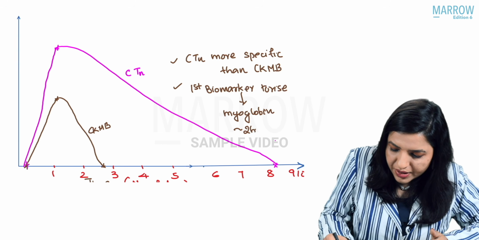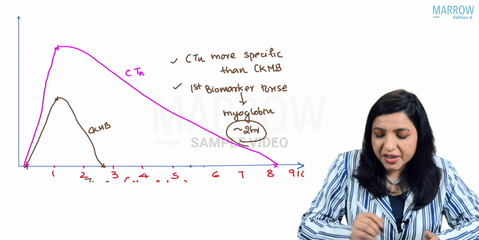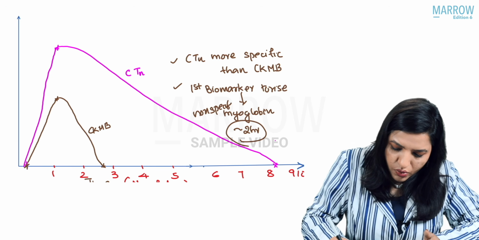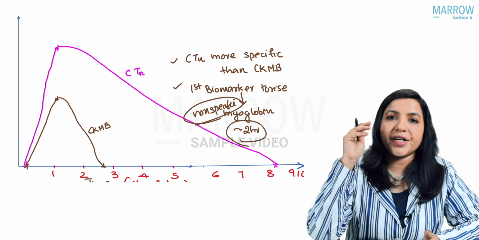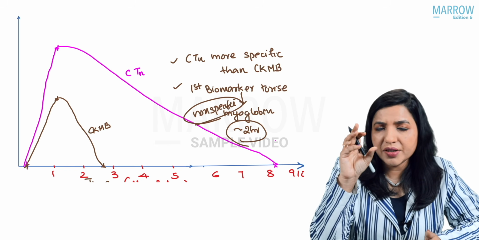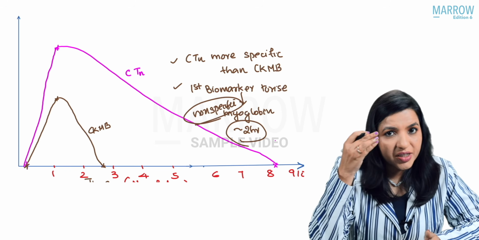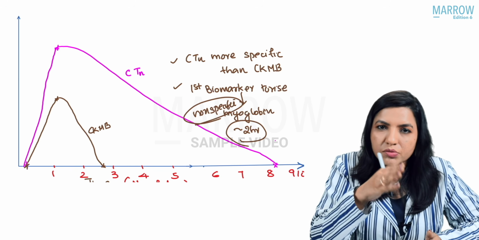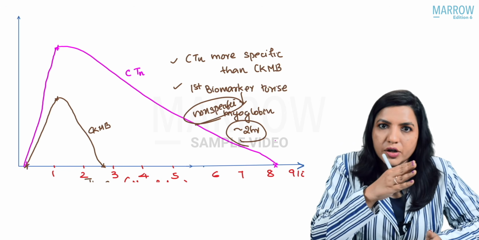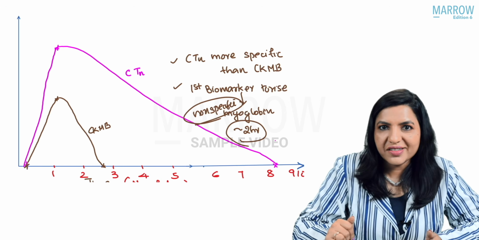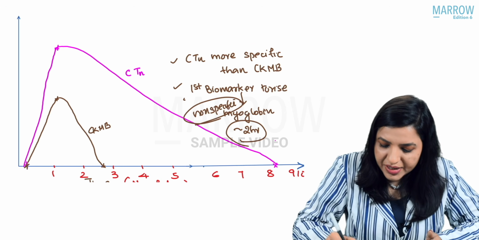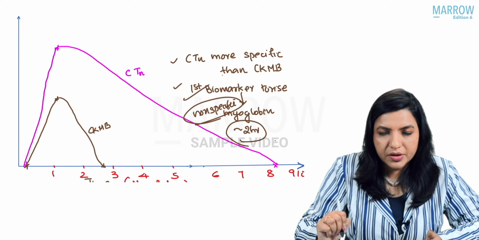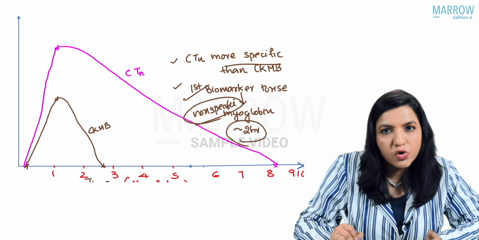In about 2 hours itself it starts to rise, but it is very non-specific. It is not at all specific to the heart, so we cannot consider this as a cardiac biomarker only. So that is the one disadvantage of myoglobin, but it is the first marker to rise. Then CKMB and cardiac troponins almost rise at about 4 hours, so there is not much difference in that. Then why am I saying that cardiac troponin is superior to CKMB? It's because, one, it's more specific.